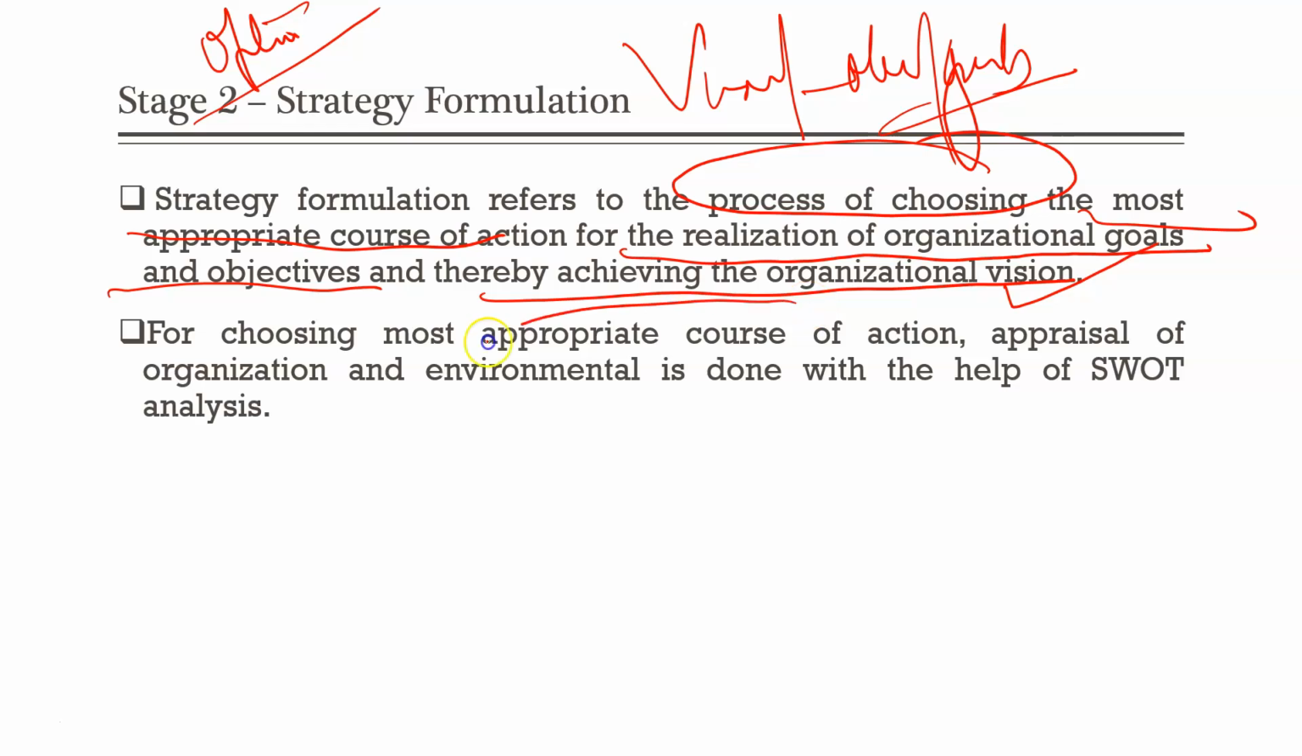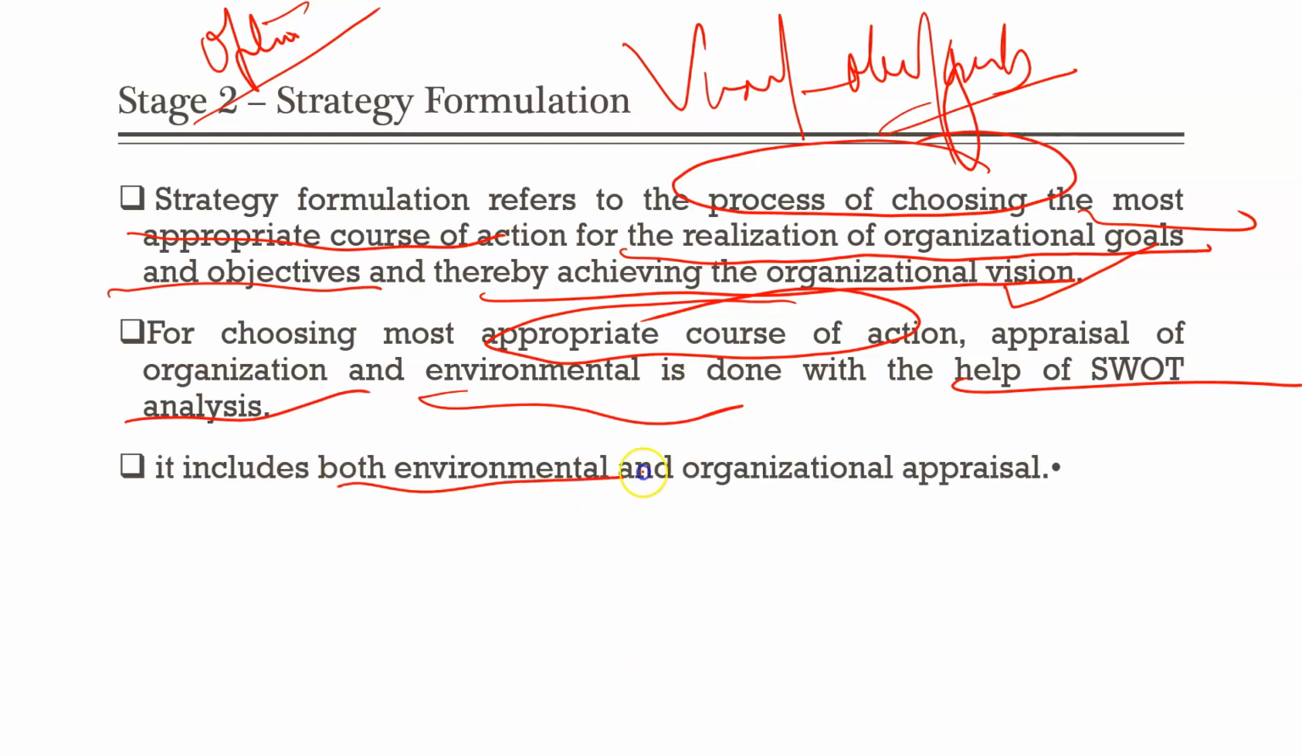For choosing the most appropriate course of action, you need to do a few things. For example, you can scan the environment, you can do the SWOT analysis, which is very, very important. We try to find out what are our strengths, what are our weaknesses, what are our opportunities, what are our threats. We try to analyze all these things, and we also try to analyze the environment. So there are two things which we need to do. First is called environmental appraisal, other is called organizational appraisal.